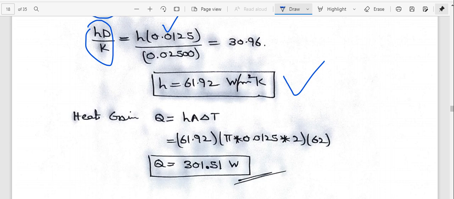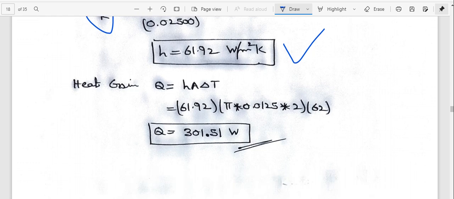After getting the convective heat transfer coefficient, we need to calculate the heat gain. Q is equal to h A delta T. This is a cylindrical object, so that's why I am considering the surface area as pi D L. So finally Q is equal to 301.51 watts.